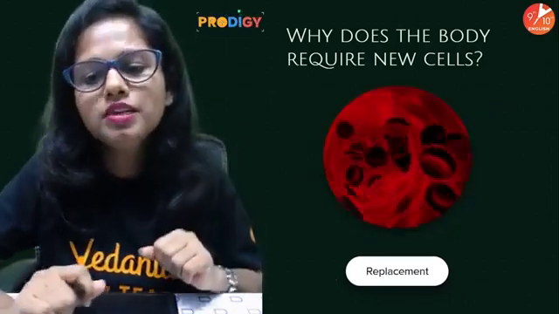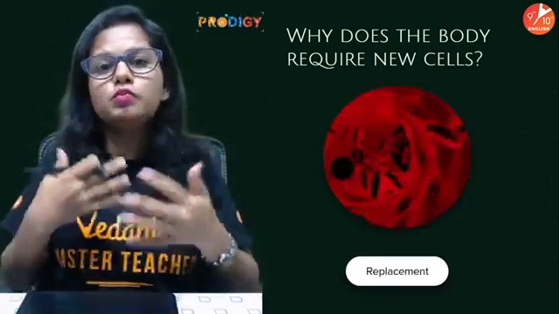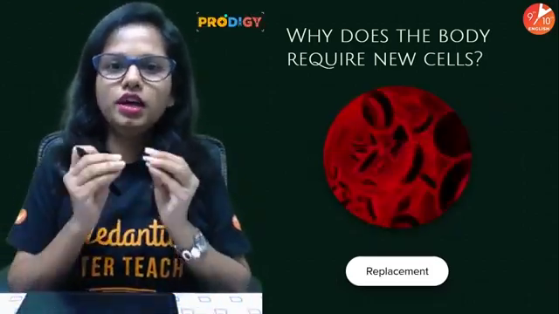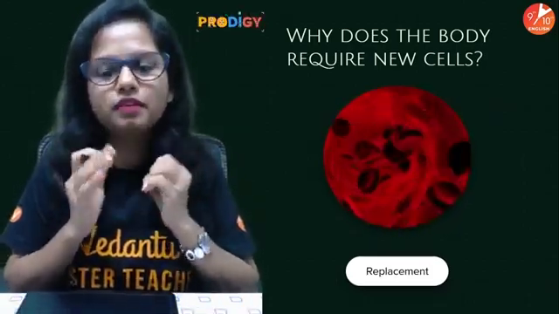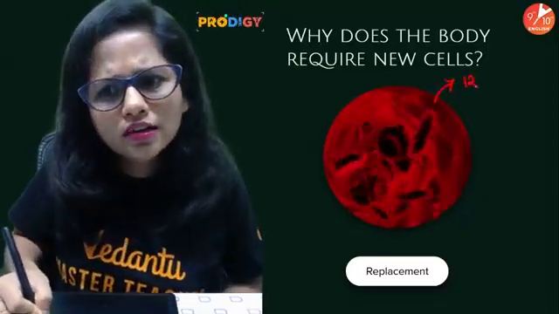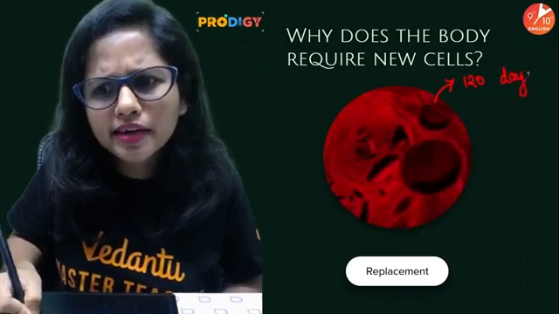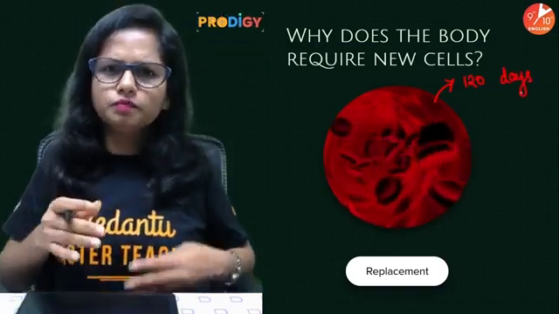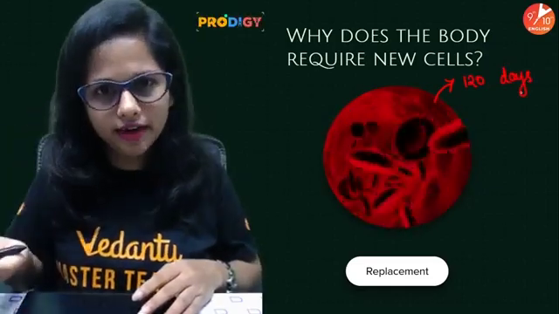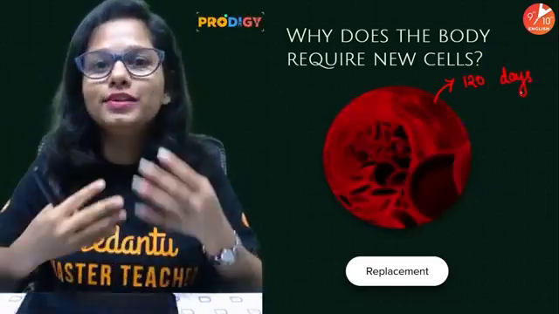Now, the second reason: replacement of the worn out cells of the body. Every cell has its lifespan. Like if we talk about our red blood cells, their lifespan is about 120 days. Like 30, 60, 90, 120. After 4 months, they will die. So those cells need to be replaced.